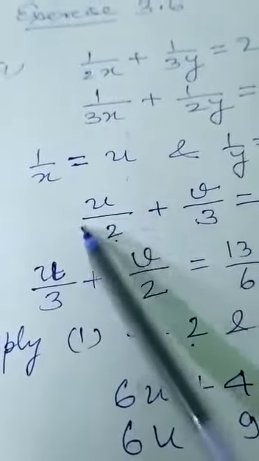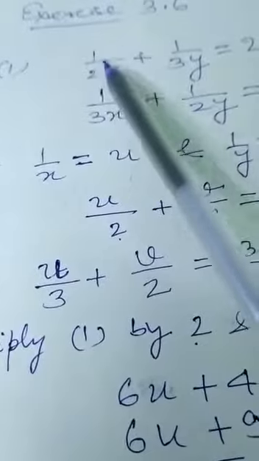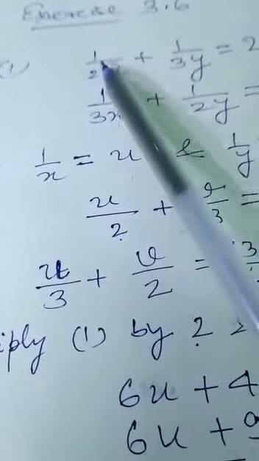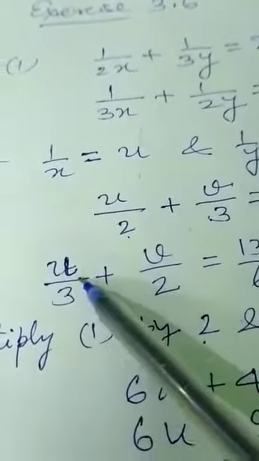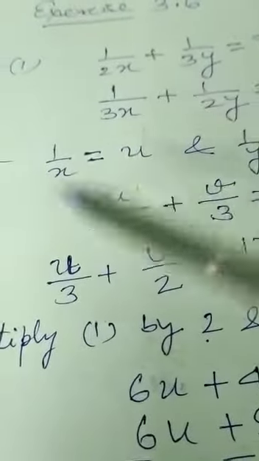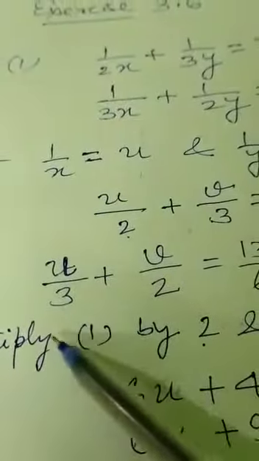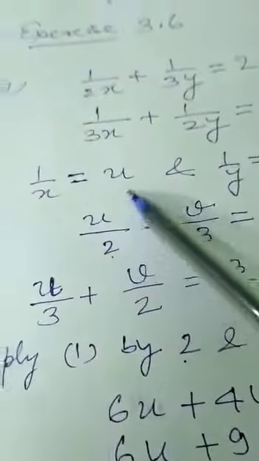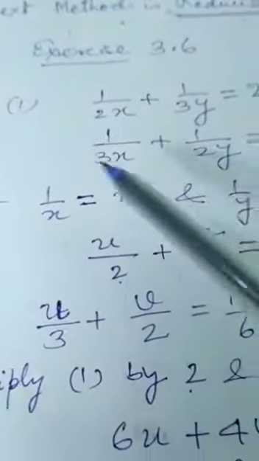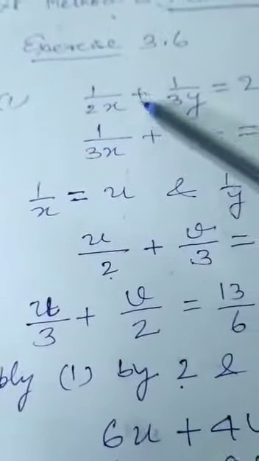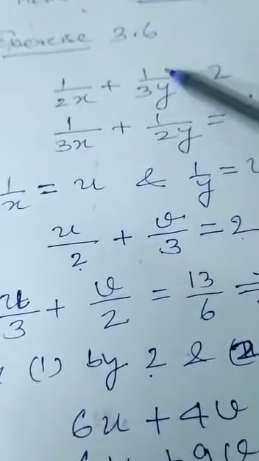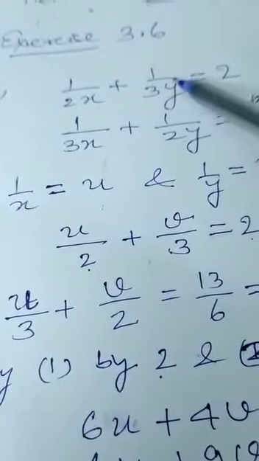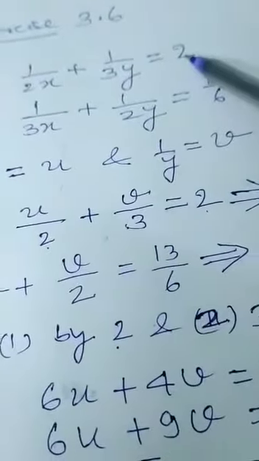So 1 by 2x will become u upon 2, because 1 by x is equal to u. The first equation becomes u upon 2 plus v upon 3, because 1 upon y is v. So u upon 2 plus v upon 3 is equal to 2.